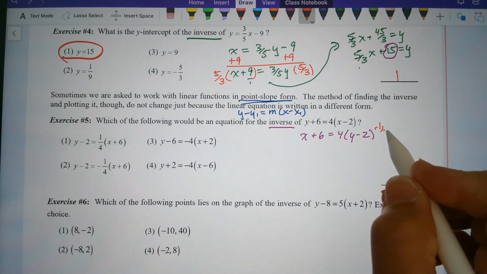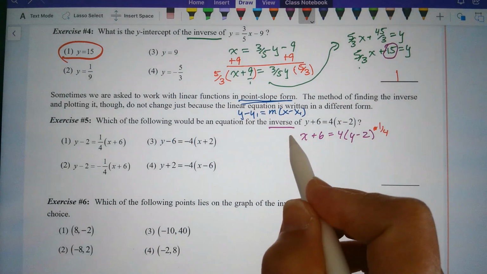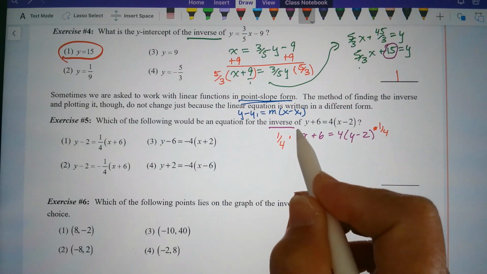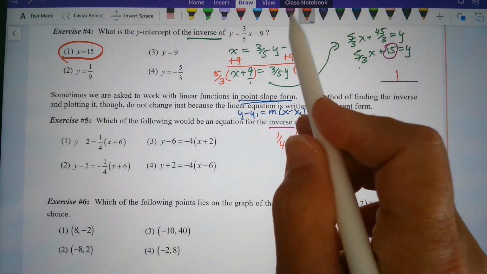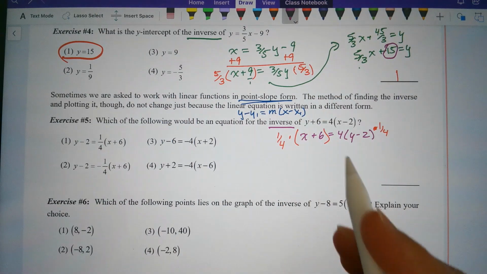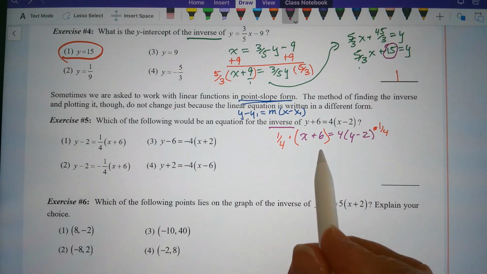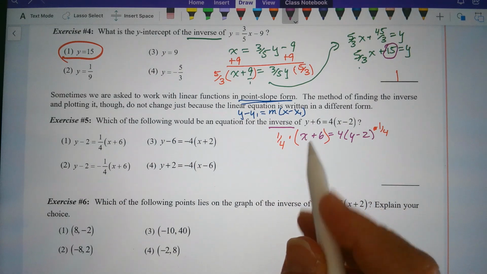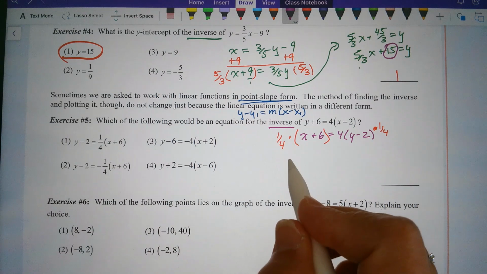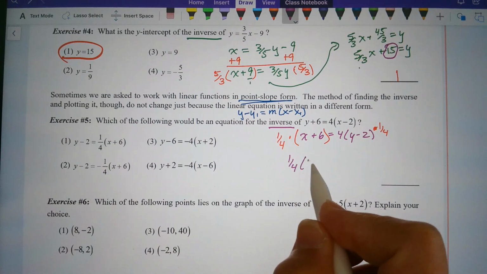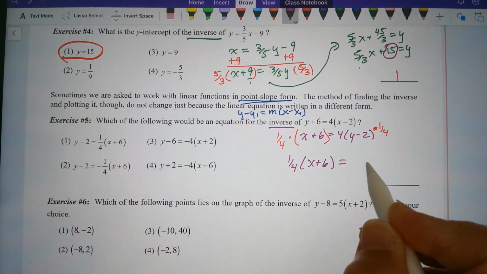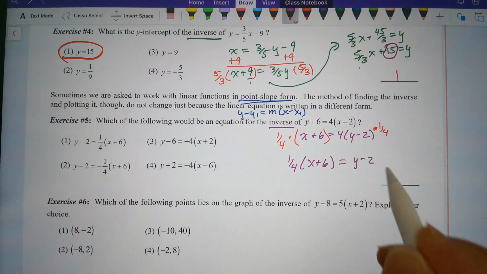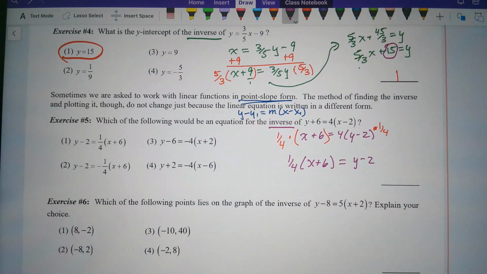So I'm timesing by 1/4 on both sides. In doing so, I'm not actually going to distribute that, I'll just leave that, just looking at the choices there. So it looks like we have 1/4 times x plus 6 equals y minus 2, which is one of our choices. It's choice 1 here. So we can stop there.